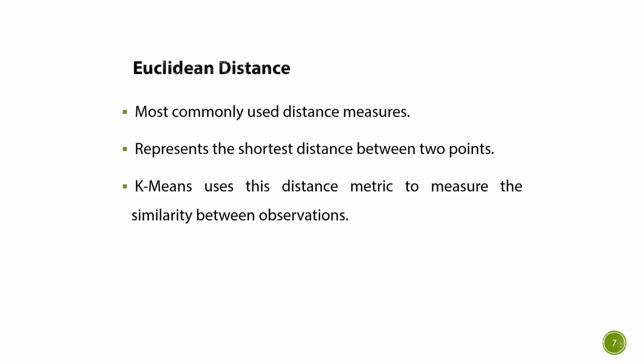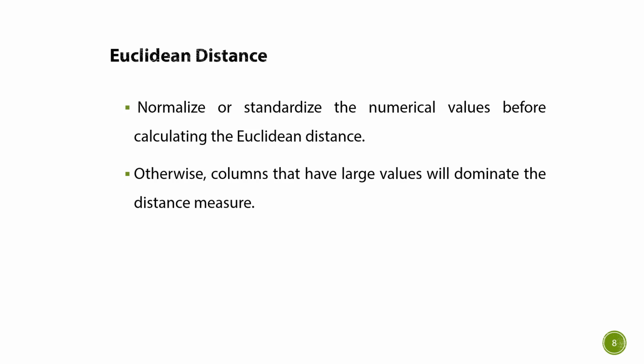Euclidean distance is the square root of the sum of squares of differences between the coordinates. In general, the default distance is considered to be Euclidean distance. In simple words, Euclidean distance is the length of the line segment connecting the points. If we want to use the Euclidean distance measure, and columns have values with different scales, then normalize or standardize the numerical values before calculating the Euclidean distance. Otherwise, columns that have large values will dominate the distance measure.